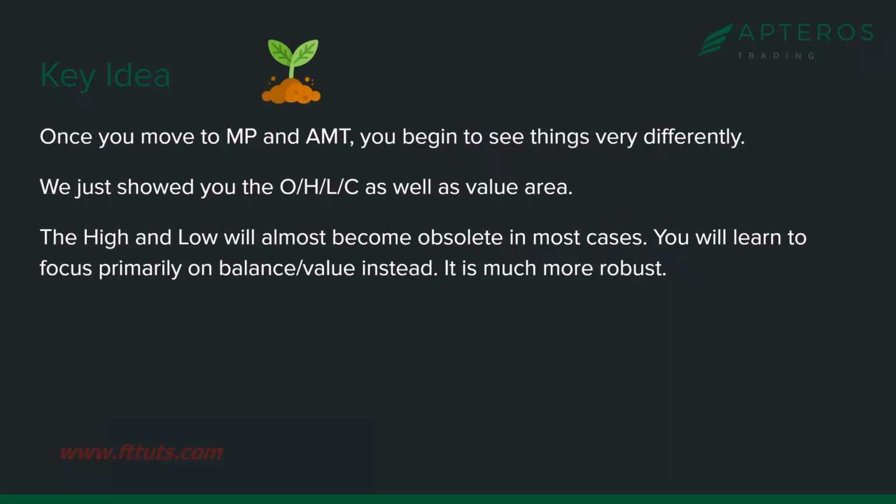Key idea. Once you move to market profile and auction market theory, you begin to see things differently. For example, we just showed you the open, high, low, and close, as well as value areas. The high and low are something that I used to think was the most important thing. Where was yesterday's high? Nowadays, I could care less for the most part, unless it was a significant feature or it's already a very confluent area that's important. We're going to focus on trading balance and value rather than where a single price traded. These things are more robust. They mean more.